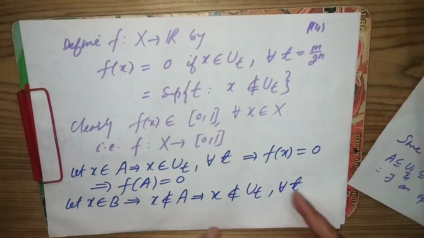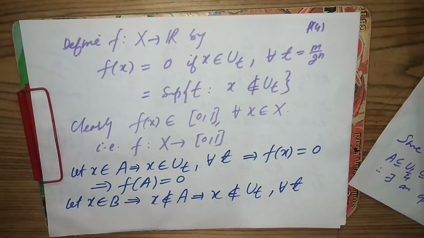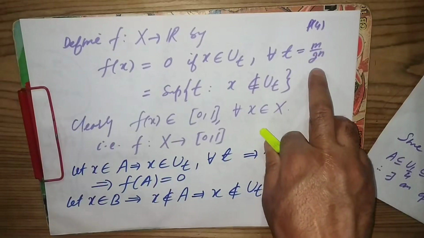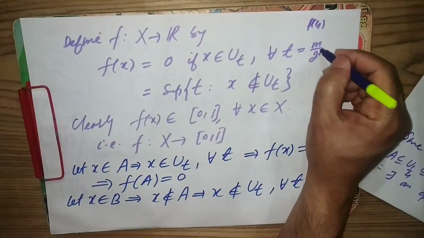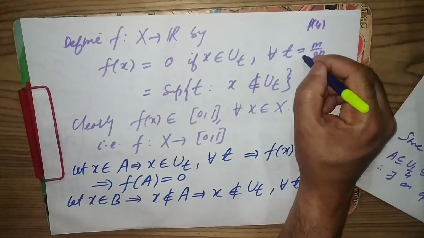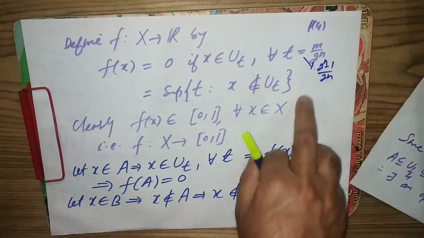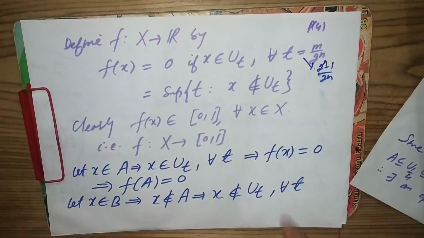And the supremum of these t's, where t is any dyadic rational number, is 1. You can see here it's m by 2 to the power n. The maximum value for this choice of m and n is (2 to the power n minus 1) divided by 2 to the power n. You can see its supremum is 1. If n approaches infinity, it will be equal to 1.